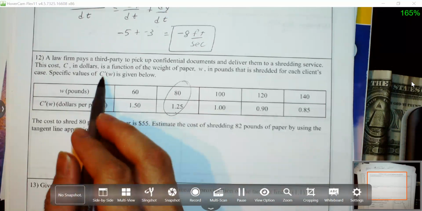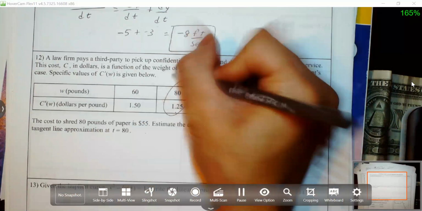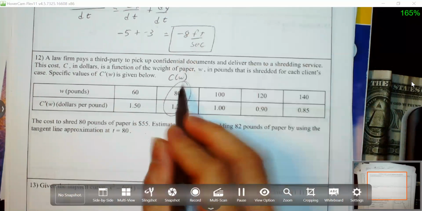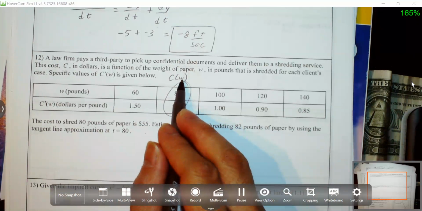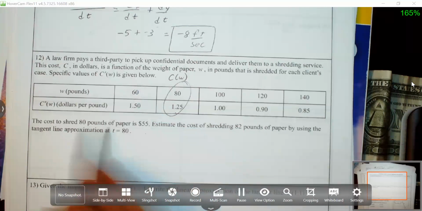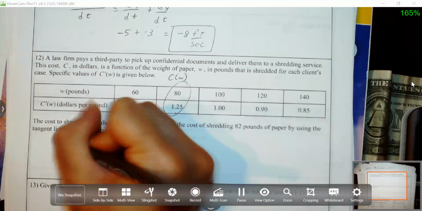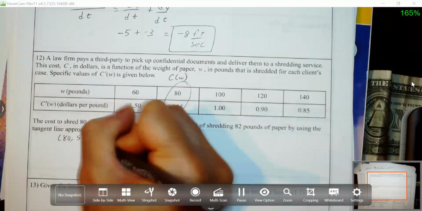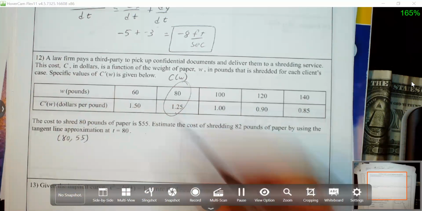I know my function. So this is the derivative, and that means my function is C of W, right? Just be aware of function notation. W is my input, C is my output. W is the weight of paper. So it says the cost to shred 80 pounds of paper is $55. That means this is my x and this is my y. So I know it goes through the point (80, 55). And I know my slope is 1.25. So this is pretty straightforward.